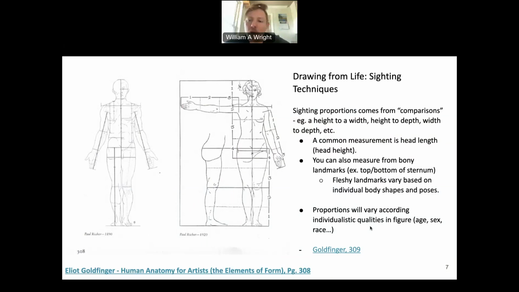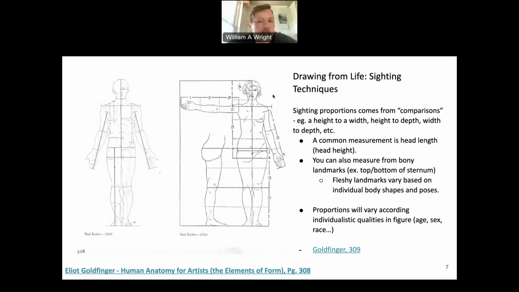You know, the bottom of the sternum to the belly button, or fleshy landmarks, which vary based on the individual body shape and pose. So the belly button could move and all this stuff. But at the end of the day, the little landmarks on the body like that can be used for comparison as well, side to side, top to bottom, all that kind of stuff. But always remember, proportions will vary per person.